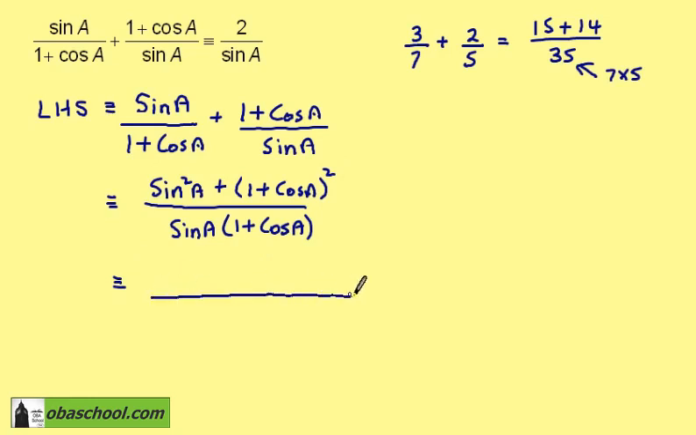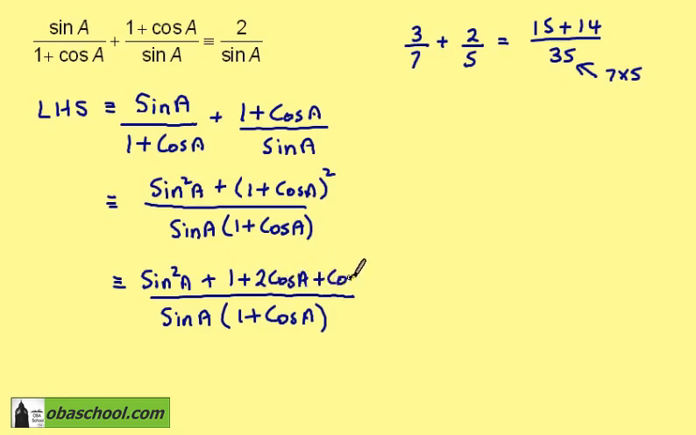Expanding the bracket on the top, so the denominator stays the same as sin A over 1 plus cos A, we have our sin squared A, and the 1 plus cos A all squared is 1 plus 2 cos A plus cos squared A.